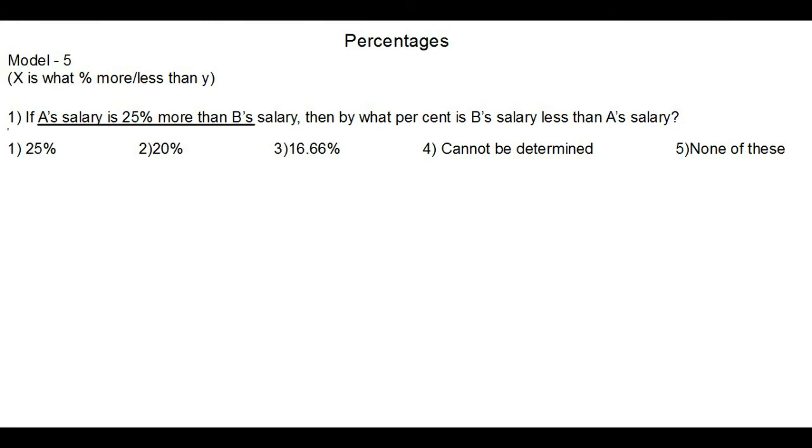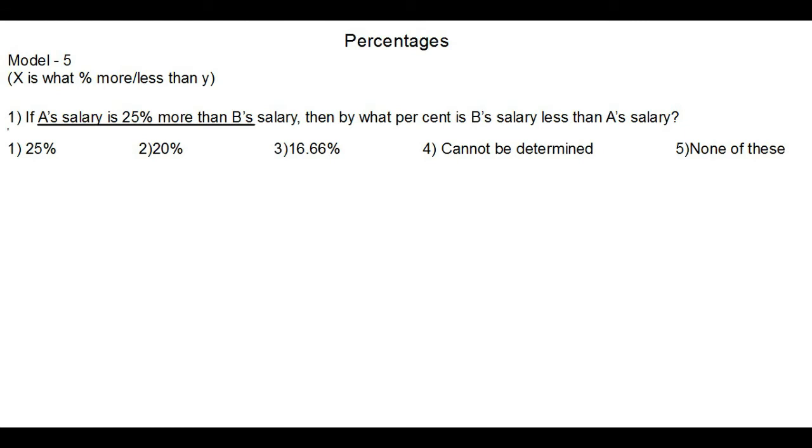It says A is 25% more than B. Then by what percent is B less than A? We have just discussed this concept: X is what percentage more or less than Y. So here B is what percentage less than A. So we can apply the formula (B minus A) by A into 100.